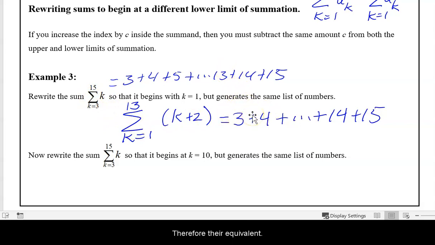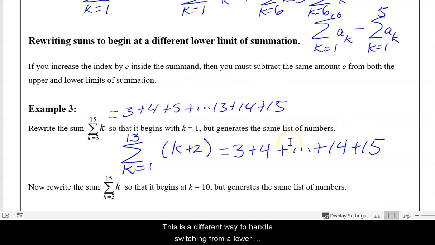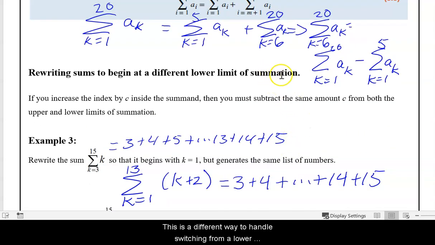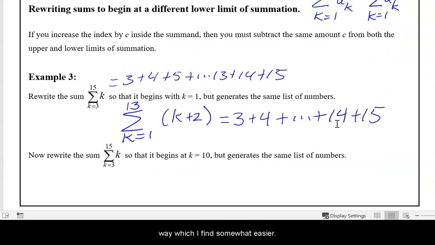Therefore, they're equivalent. This is a different way to handle switching from a lower limit of summation not being 1 to it being 1. You can do it this way using Rule 5, or you can do it this way, which I find somewhat easier. Let's rewrite this same sum again so that now it begins at 10, but again, we want to generate the same list of numbers.